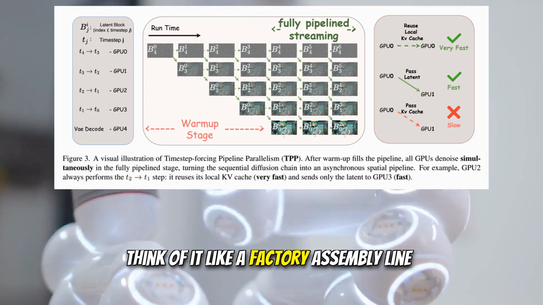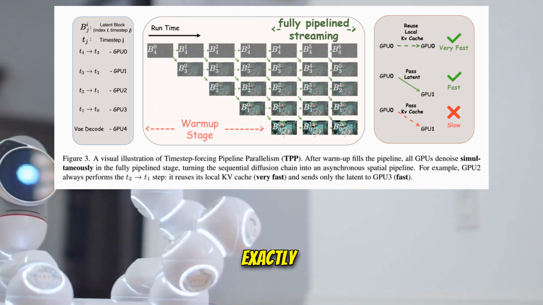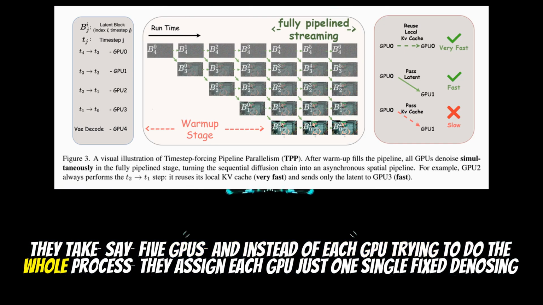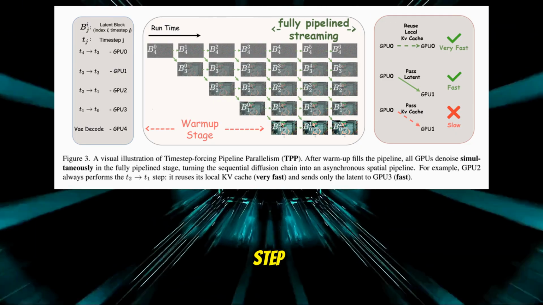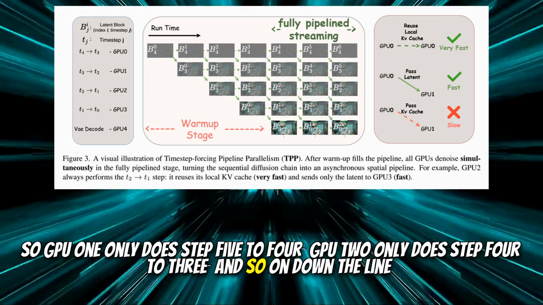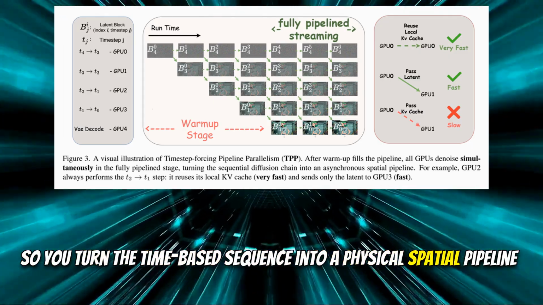Think of it like a factory assembly line, where each worker does one specific task in sequence. Exactly. They take, say, 5 GPUs, and instead of each GPU trying to do the whole process, they assign each GPU just one single fixed denoising step. So GPU 1 only does step 5 to 4, GPU 2 only does step 4 to 3, and so on down the line. Wow. So you turn the time-based sequence into a physical spatial pipeline.